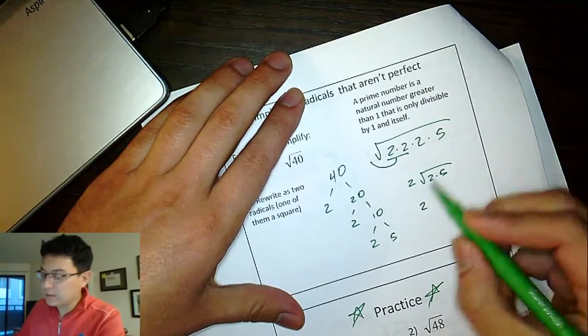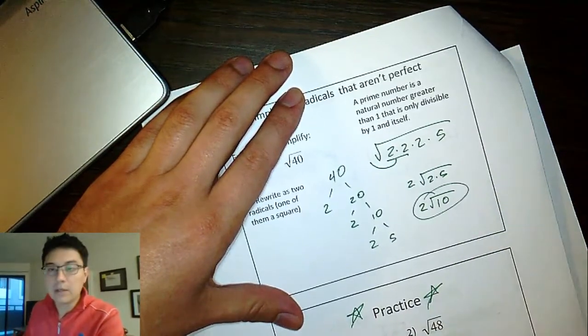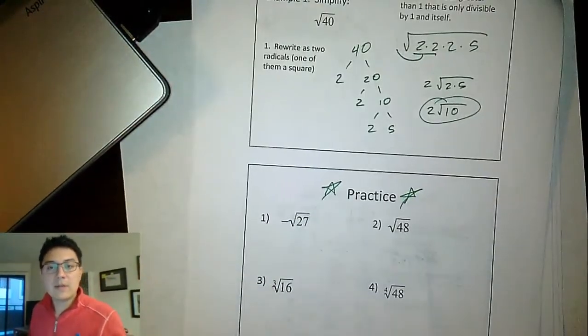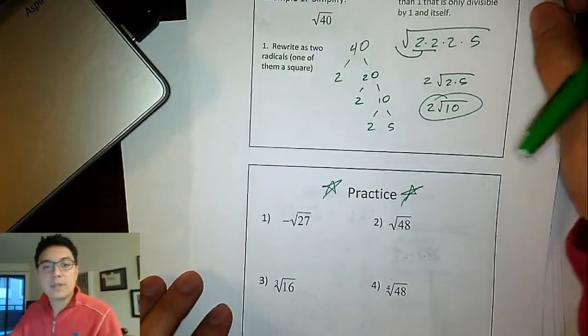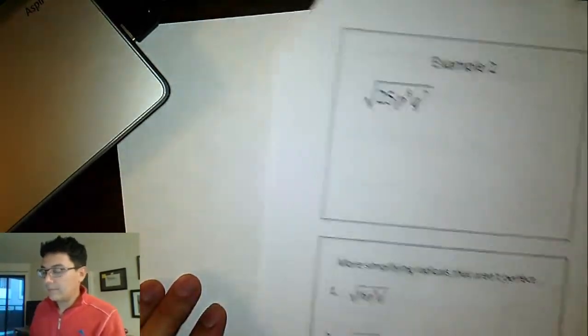2 times 5 is 10, so that gives me 2 times the square root of 10 for a final answer. Go ahead and try that on these next 4. Pause the video, and after you have tried those, come back and we'll move forward to the next section. All right, moving on.